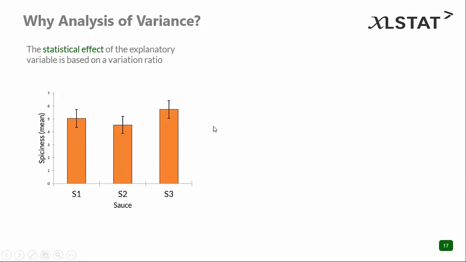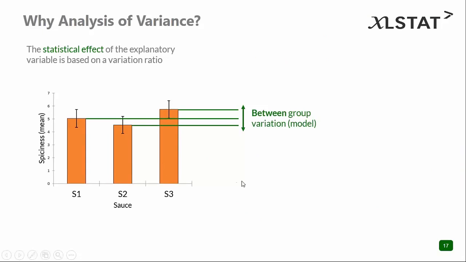Let me take one first source of variation in this chart. There it is. The variation between the means, the three means of the levels of sauce, is called the between group variation. And this is what characterizes our ANOVA model. So the larger this arrow, the more significant the sauce effect. So the larger this arrow, the more likely we are to reject the null hypothesis.